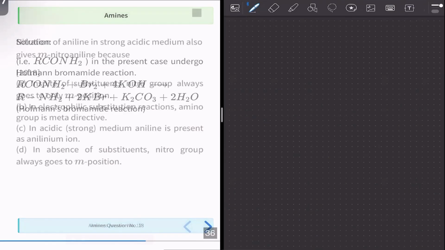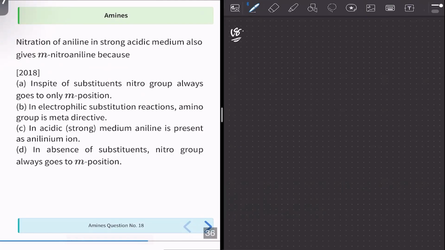Question number 18. Nitration of aniline in strong acidic medium also gives m-nitroaniline because, okay, this is aniline. Normally, when we add a nitro group to aniline in a basic medium, NO2 will go to the para and ortho places, because NH2 is a +R group. Electron density will be more at ortho and para, so the NO2 group will be attached to the ortho and para positions.